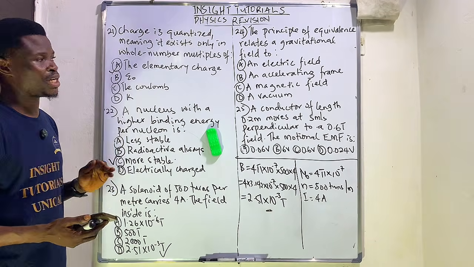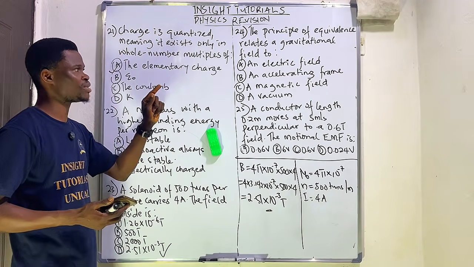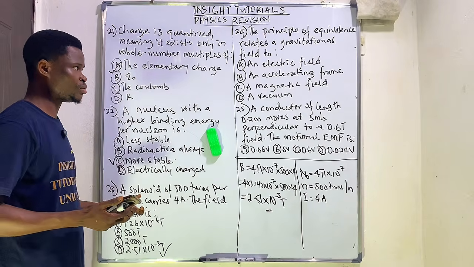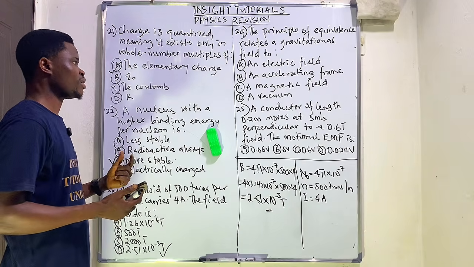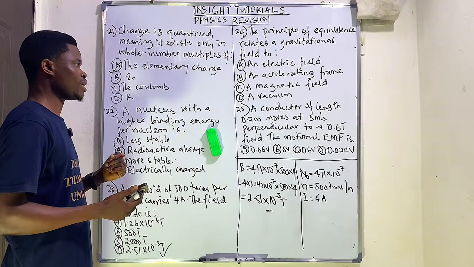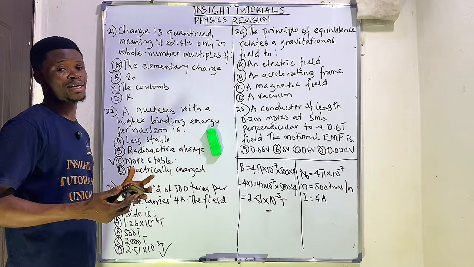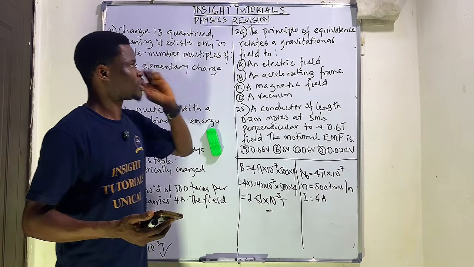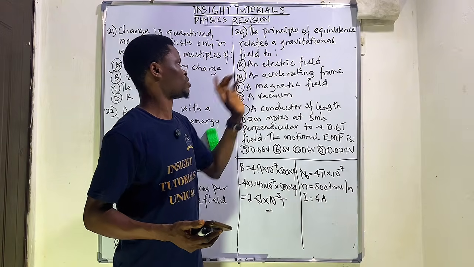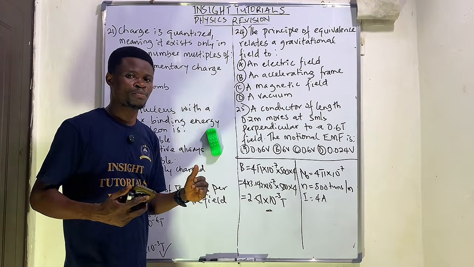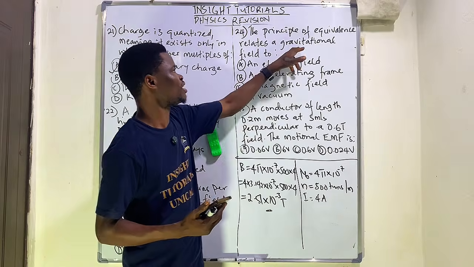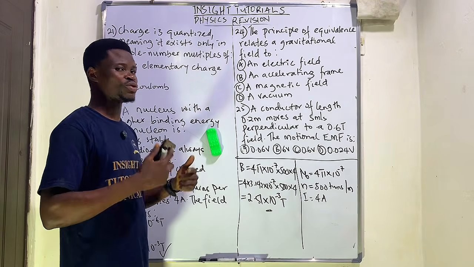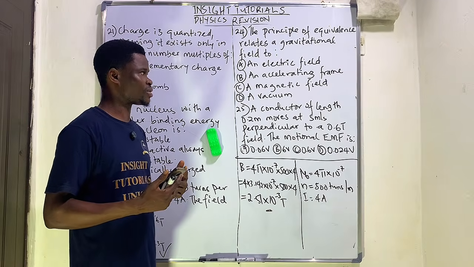Then question 24 says, the principle of equivalence relates a gravitational field to: A, an electric field; B, an accelerating frame; C, a magnetic field; and D, a vacuum. What do you think the answer is? Now, the keyword here is equivalence, equality. Whatever gravity is doing, which of these options is actually doing that in opposite to gravity? That's what they are asking us in essence, all right?